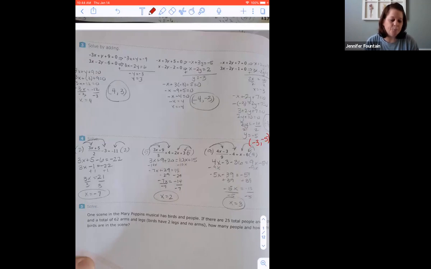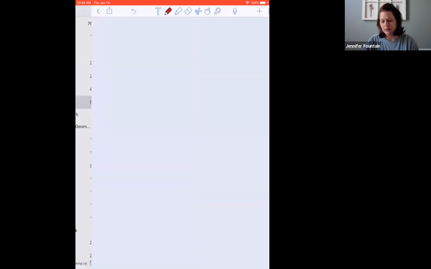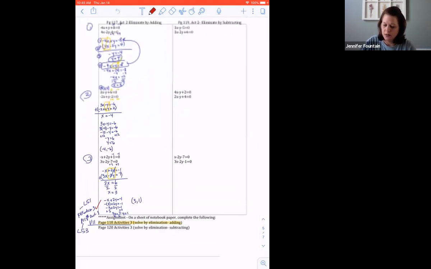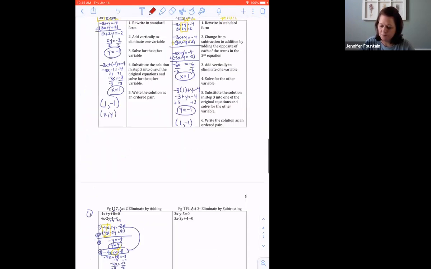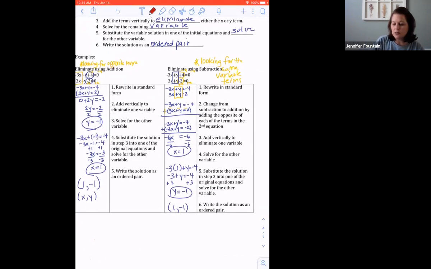Any questions on that? All righty, so that was all of our homework to check. So now let's flip back to our note sheet, and let's review what we had started on elimination by subtraction. So this is going to go along with lesson 54. Elimination using subtraction.